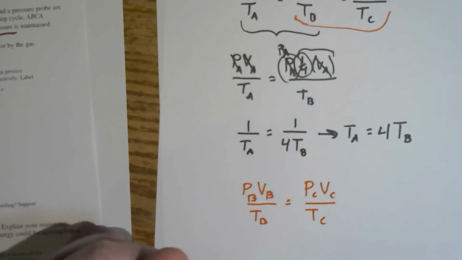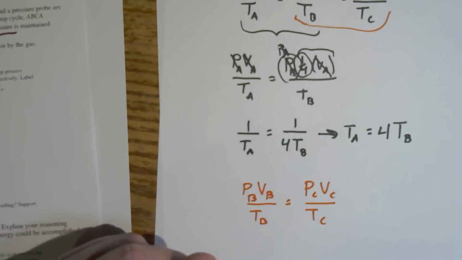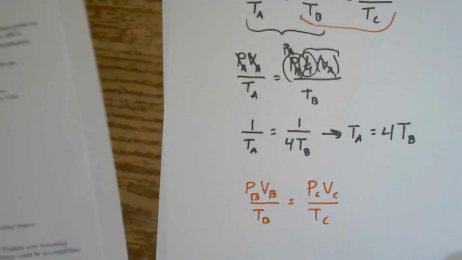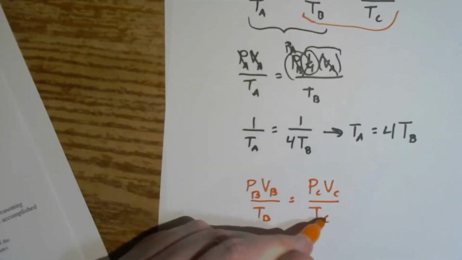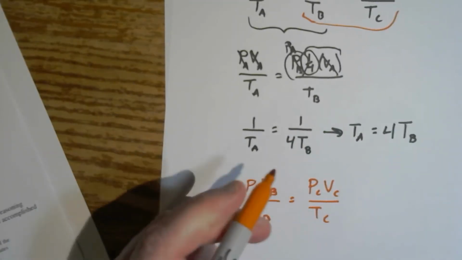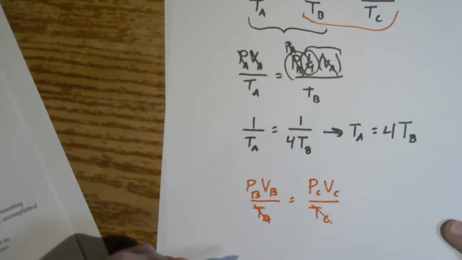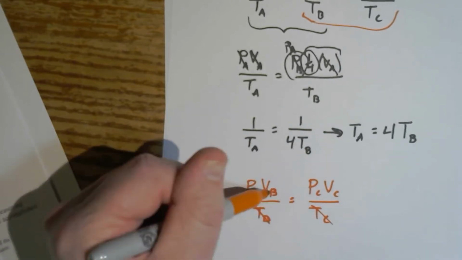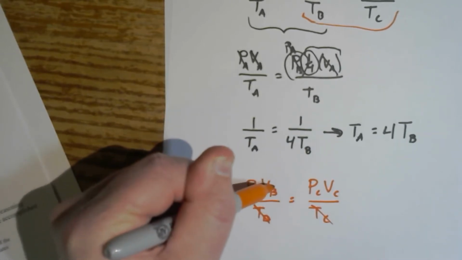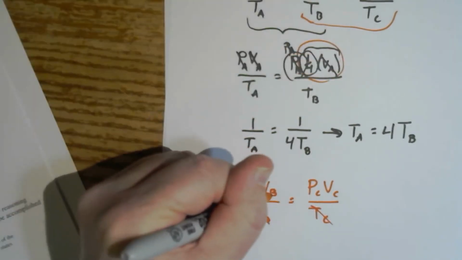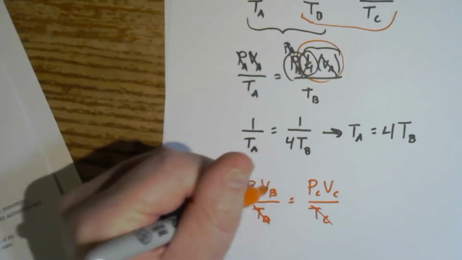Well, because the statement says that going from B to C, we're going back to the original volume isothermally. So that means that these two temperatures, TB and TC, are the same. And since they're the same, they'll end up canceling. Now, we also know what the volume at B is. It's 1/4 the volume of A. We've already said that. So I'm going to make that substitution for volume of B.